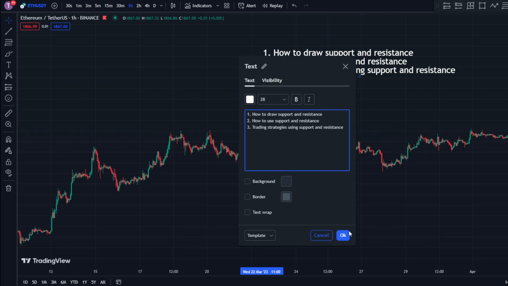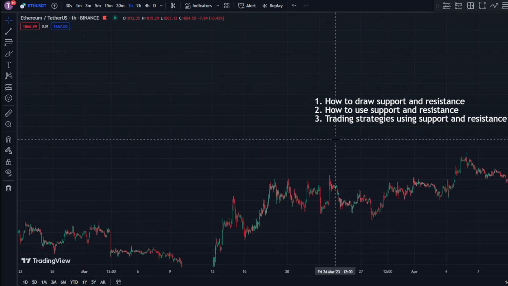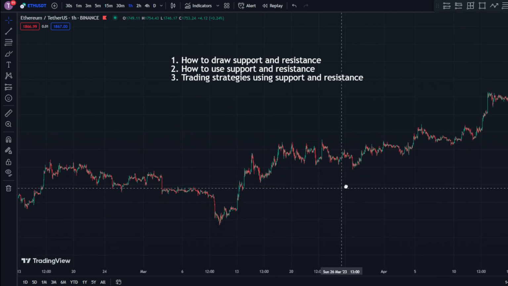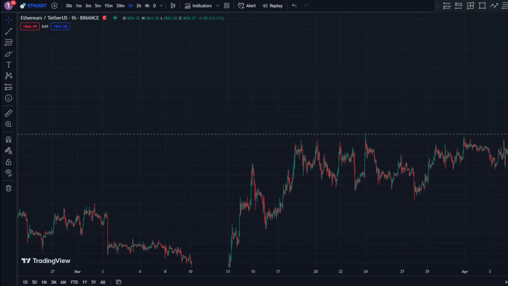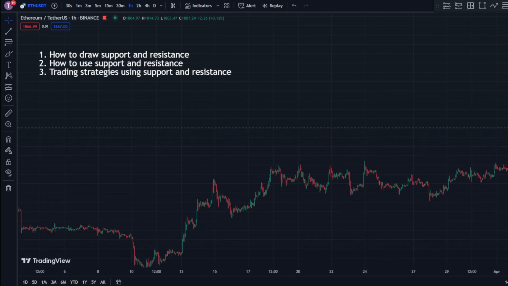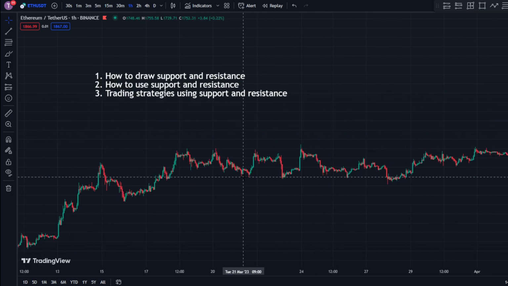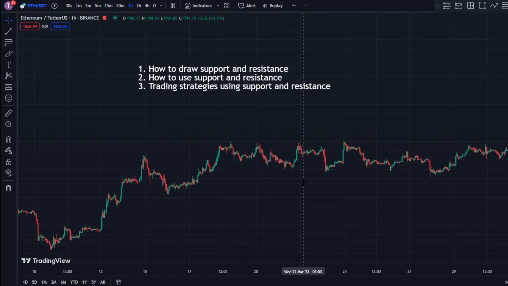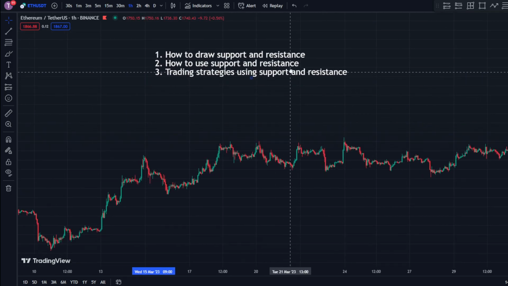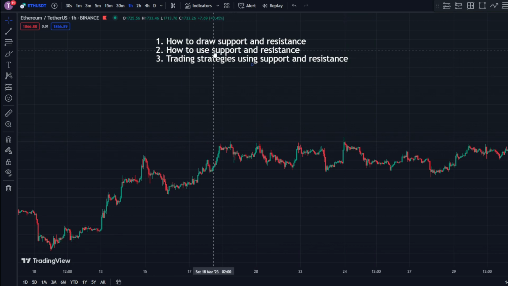Hopefully through these 3 points I'll be able to help you improve your own trading strategy and learn more about technical analysis and how to just improve your trading. So anyways, first up I'm going to delve into our first point, how to draw support and resistance. But before we start, we must know what is support and resistance.